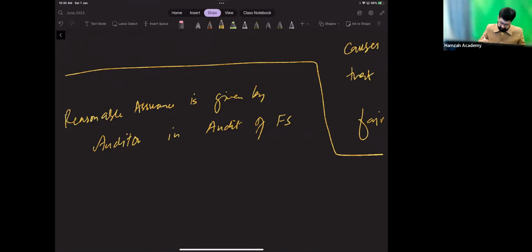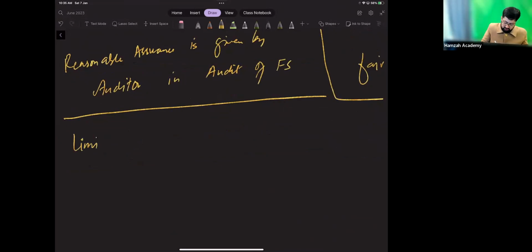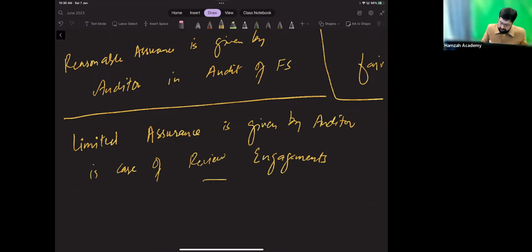And then limited assurance is given by the auditor in the case of a review engagement. Review engagement. Yes, review engagement, what they are.